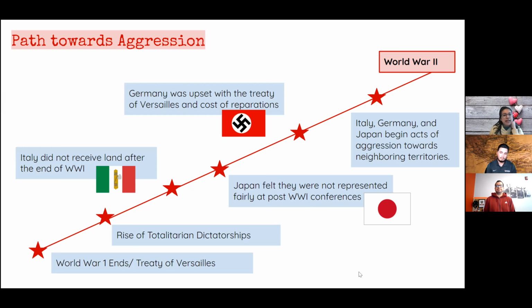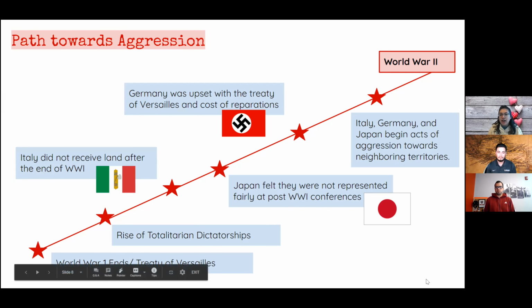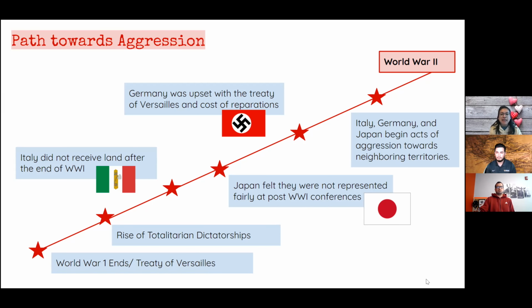Also, we have Germany, and they again were upset with the Treaty of Versailles and the cost of reparations. We have to remember, they are having to pay back all of the costs of World War I, and it's a huge number that they don't have. They just went through a war. And so for them to have the money to pay that back is just not something that they're going to be able to do. But in addition to that, our last step before World War II is that Italy, Germany, and Japan begin acts of aggression, which we just reviewed earlier, towards their neighboring territories.